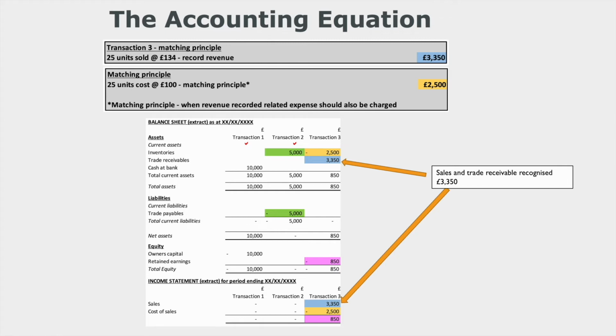We've sold that item on credit terms, so 15 days. So we will be receiving an economic benefit in 15 days' time. So that is an asset to be recognised. So that's how we account for the sale.